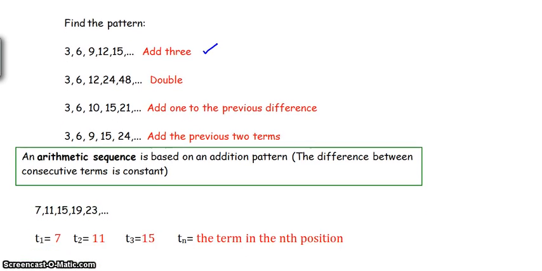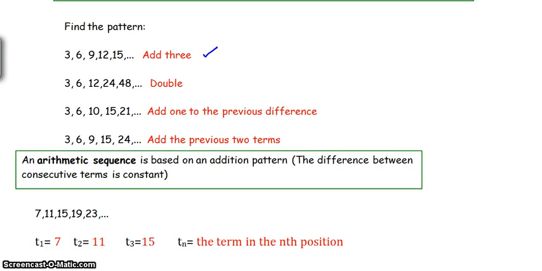So looking down here at this particular arithmetic sequence, we can see that we are adding 4 every time to get to the next term. T of 1 equals 7, T of 2 equals 11 is just notation for how we write term 1, term 2, term 3, etc., where 1, 2, and 3 easily identify the position of the term. Position 3 is 15.